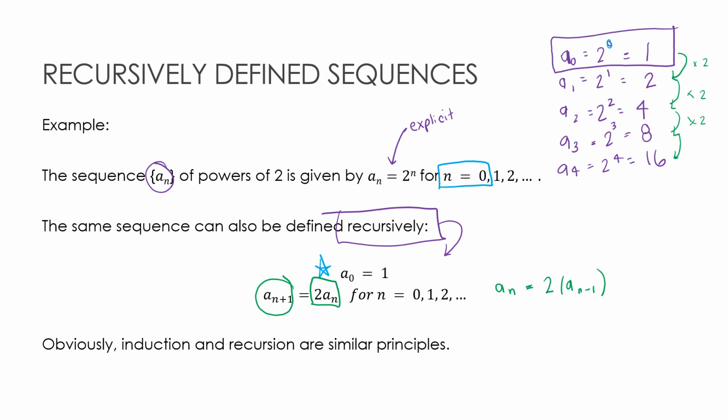I'm multiplying by 2. Now, hopefully you've made the connection here that this is very similar to induction that we just talked about. A basis step and an inductive step. Except that right now this is not going to be an inductive step. So let's take a look at how we talk about these.